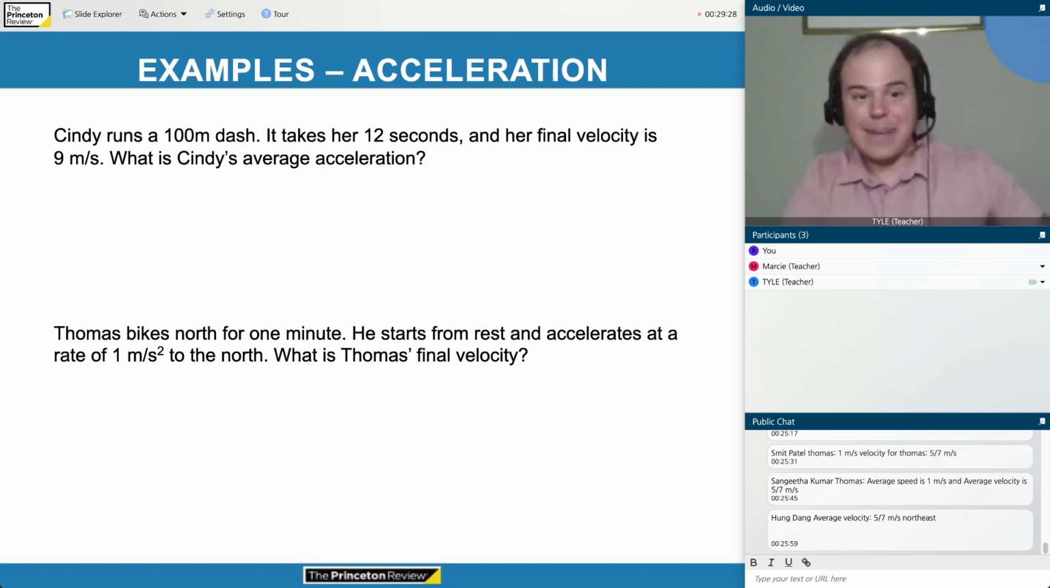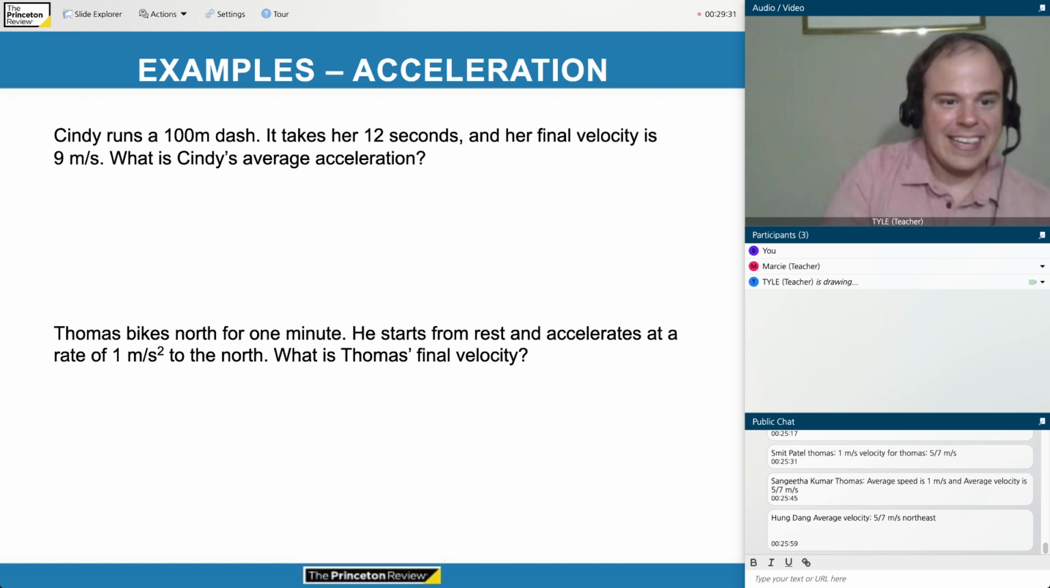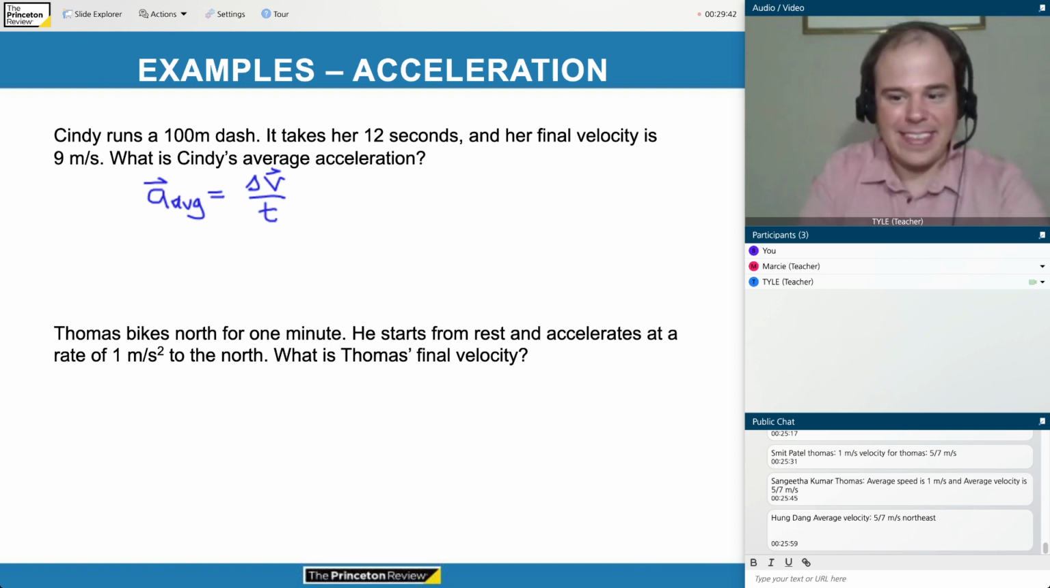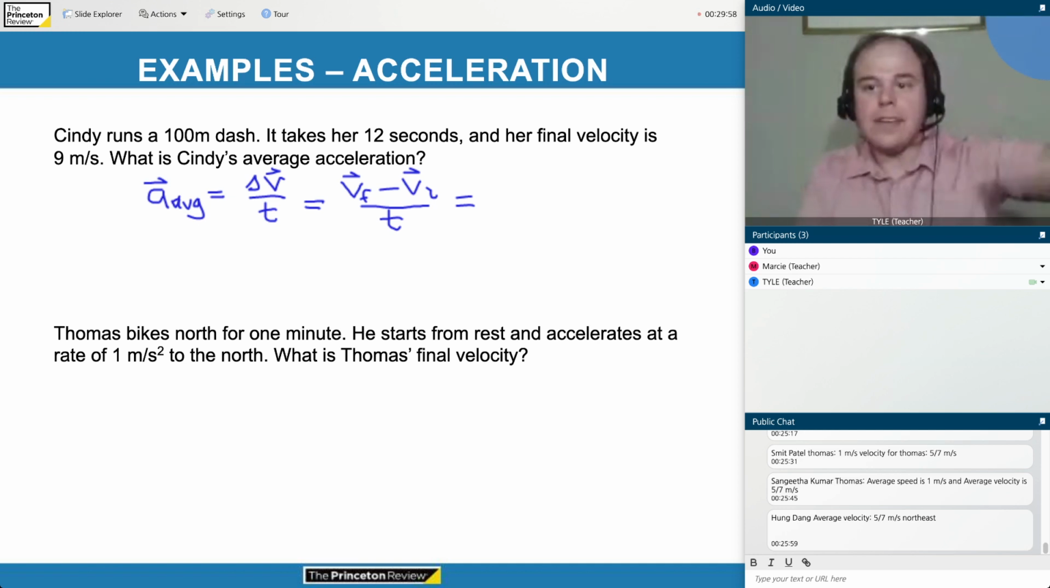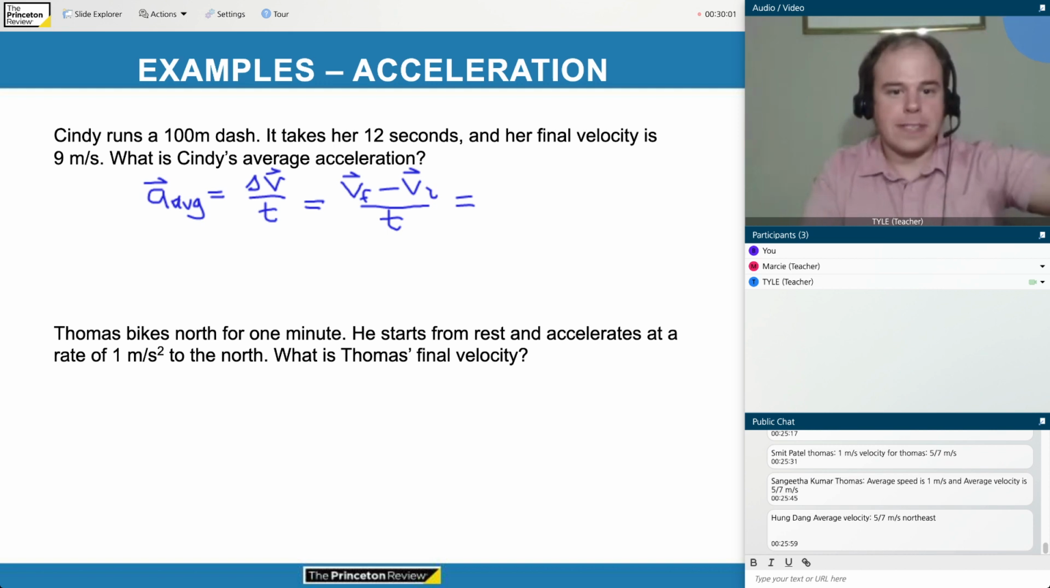All right, just like before, it's okay if you're not totally finished yet. Remember the formula we have for the average acceleration: a average equals the change in velocity divided by the time. And remember that change in velocity is the same as the final velocity minus the initial velocity. What were Cindy's final and initial velocities? Well, we said that she reached a maximum speed at the end of her 100-meter dash of 9 meters per second. Okay, so 9 meters per second. And she started from rest.